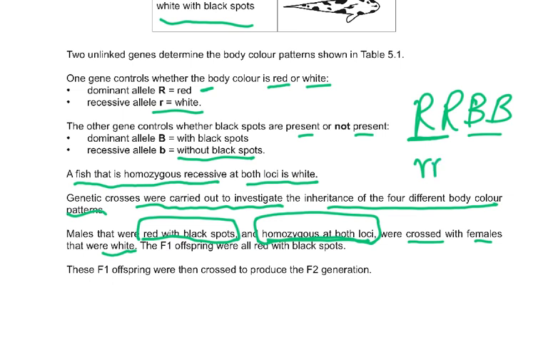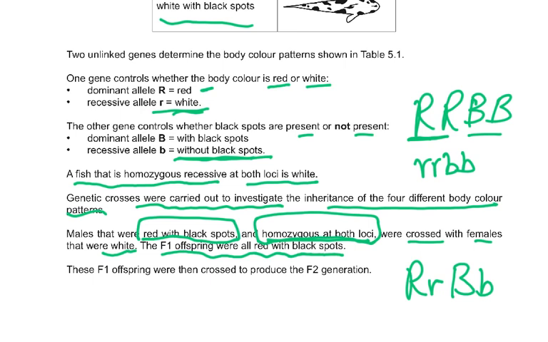So small r, small r. And were white. So the white means they did not have any spots. So they would be small b, small b, without black spots and white. So the F1 offspring were all red with black spots. Why? They were all this and this. So they were all red with black spots. Big R, small r would be red, and black spots could be big B, big B or big B, small b as well. The F1 offspring were then crossed to produce the F2 generation.